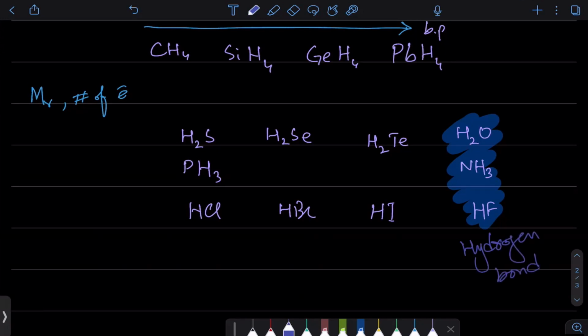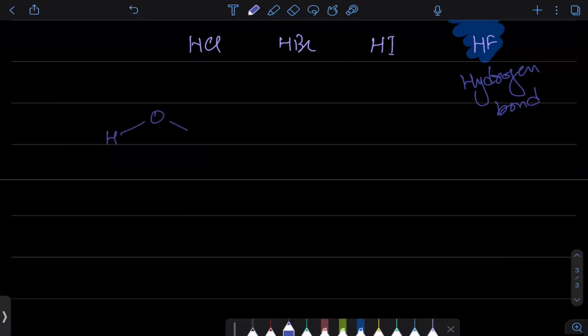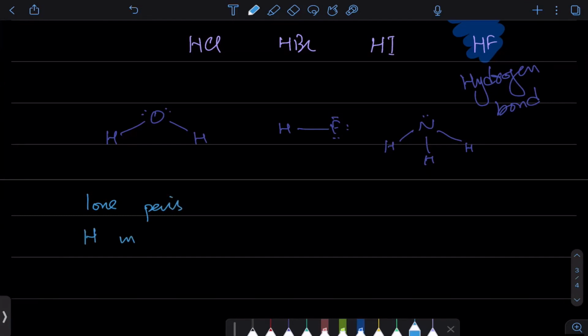This is a special kind of force, a specially strong force. That is when hydrogen is bonded to a very electronegative element. Nitrogen, oxygen, fluorine. HCl is not counted in here. This hydrogen bond has two things. First of all, in H2O, for example, or in HF, or in NH3, the two key ideas: lone pairs and hydrogen in a polar bond. These are the two major reasons why this is an important case here.